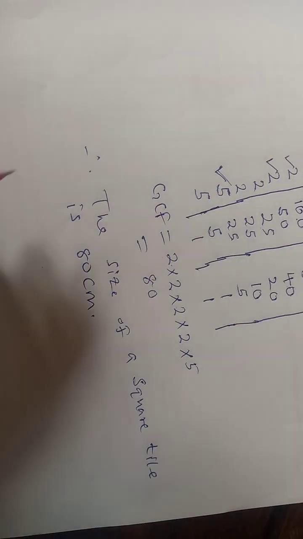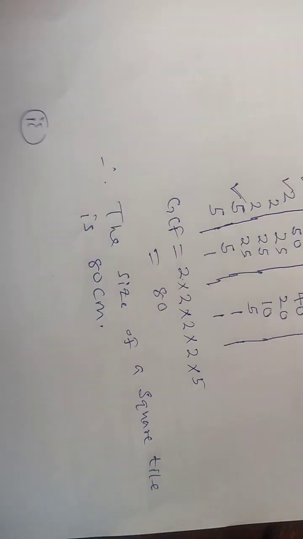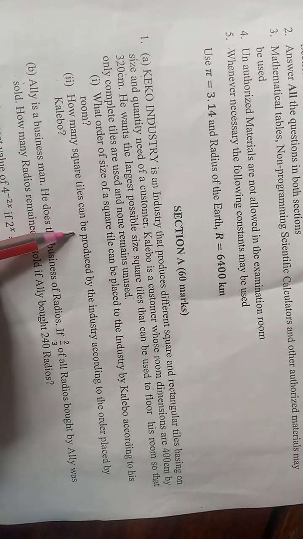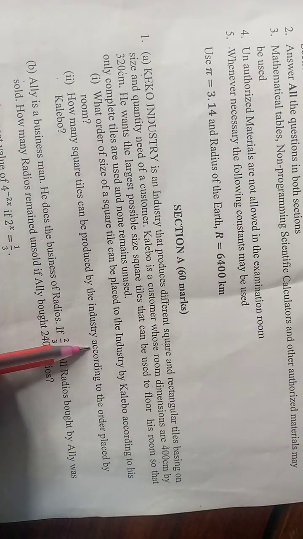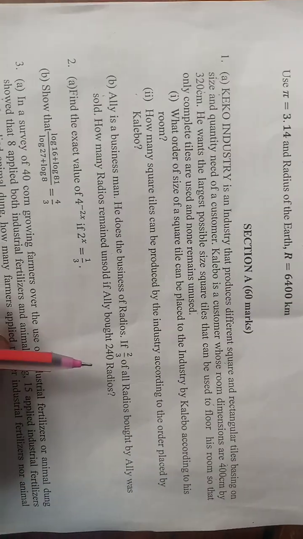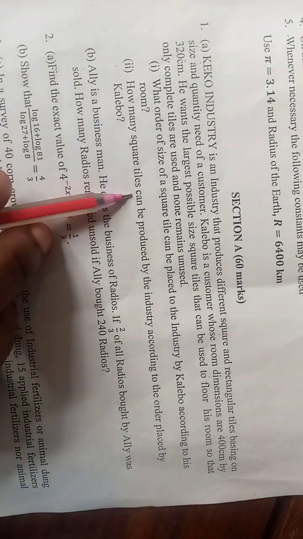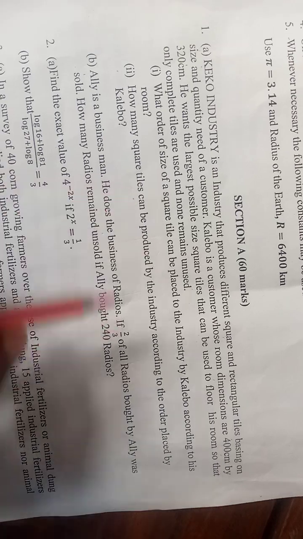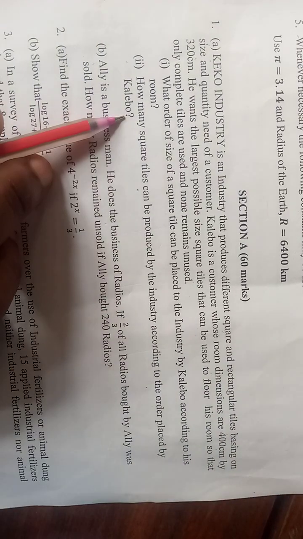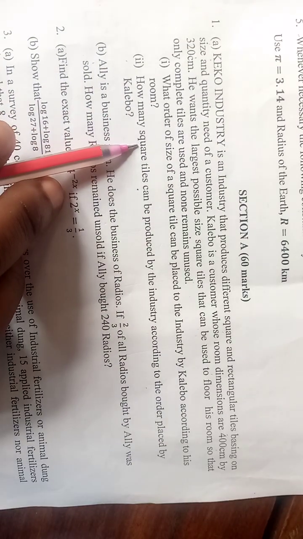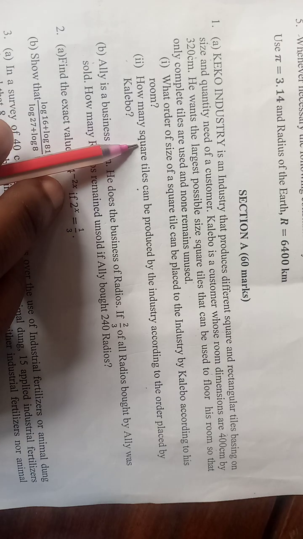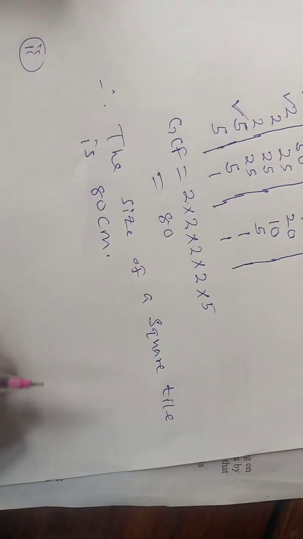Then let us go to Roman number 2, which says: how many square tiles can be produced by the industry according to the order placed by Calebo? So here we need the total number of square tiles. How can we get the total number of square tiles? It is simple. Now listen.